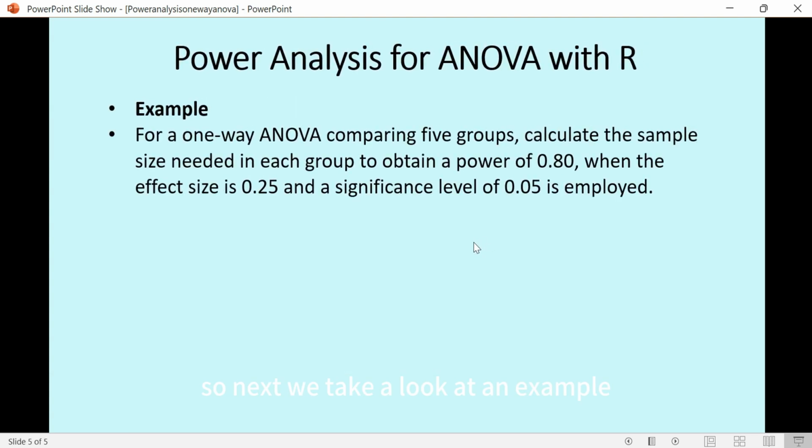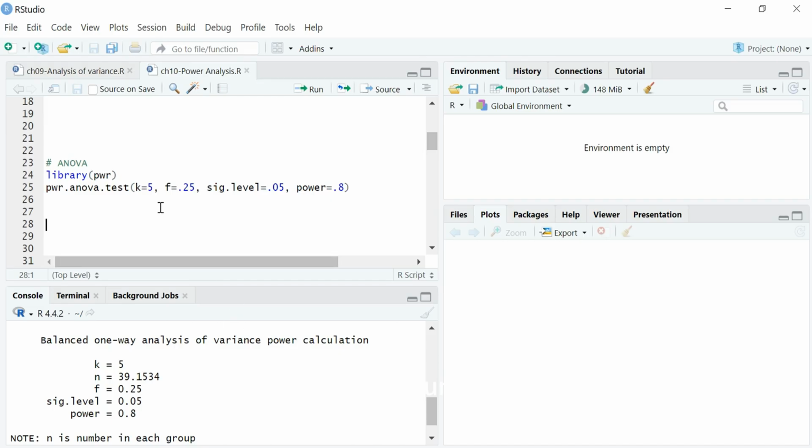Next we take a look at an example for one-way ANOVA comparing 5 groups. So here k is 5. Then calculate the sample size needed in each group to obtain a power of 0.8. So the power is 0.8 here, the effect size is 0.25, and a significance level of 0.05 is employed. So here we know everything in the figure on the previous page except the sample size. We can calculate the sample size using this function.